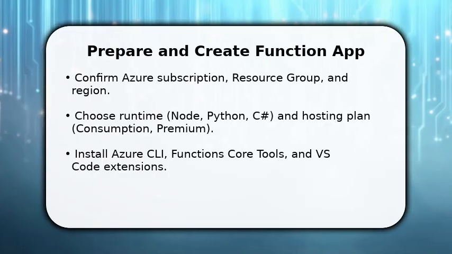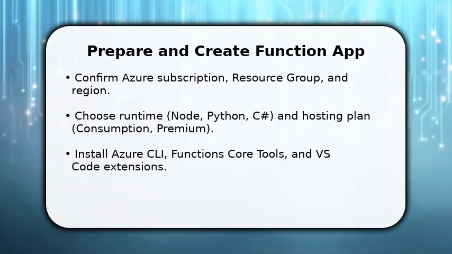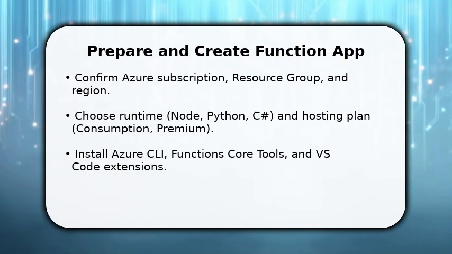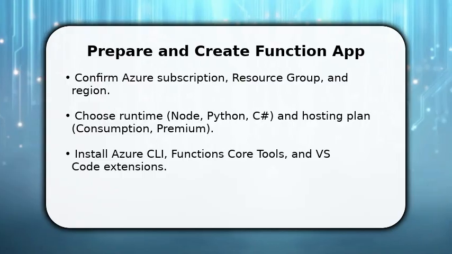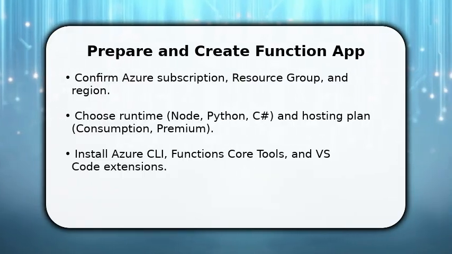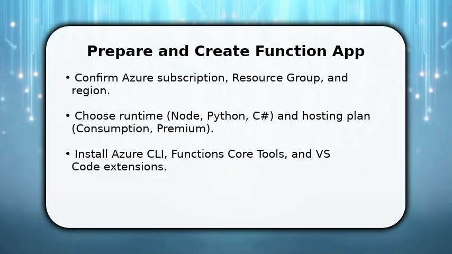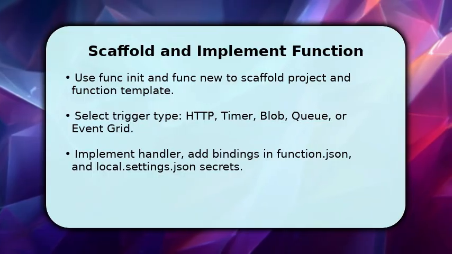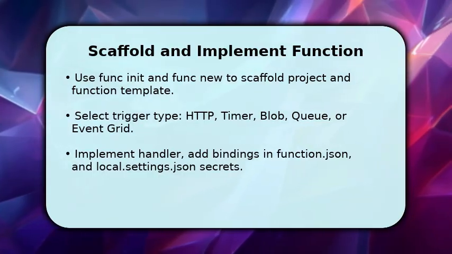Now run az login and az account set to the right subscription, and create the function app resource with az functionapp create. Next, you scaffold the project. Use func init to set up the project and func new to add a function based on the trigger you need. Choose HTTP for APIs or timer for scheduled jobs. This choice shapes bindings and invocation patterns.